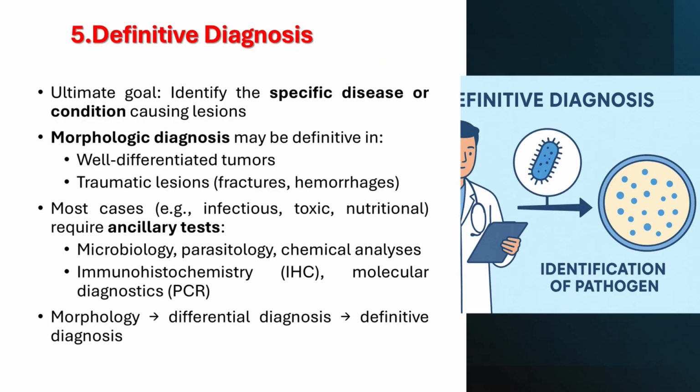A definitive diagnosis identifies the exact cause of disease. In some cases, like well-differentiated tumors or traumatic lesions, morphology alone is enough. Most other diseases, especially infections, need ancillary tests such as microbiology, IHC, or PCR to confirm the causative agent. Essentially, we start with what we see and use targeted tests to reach the definitive diagnosis.